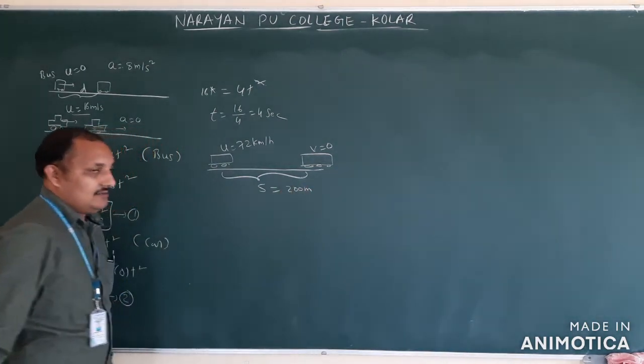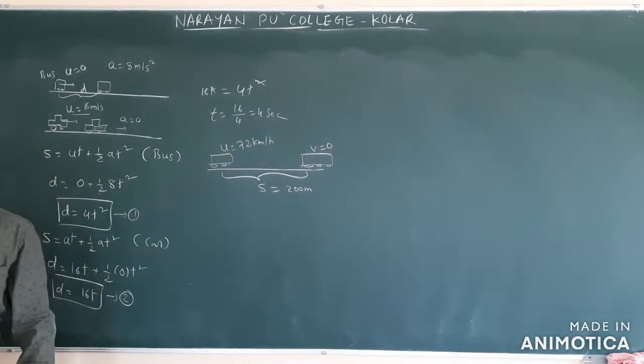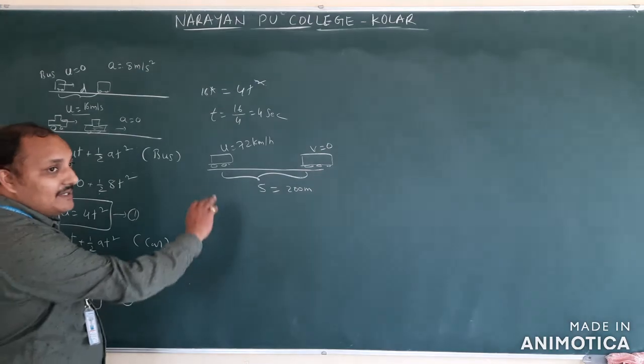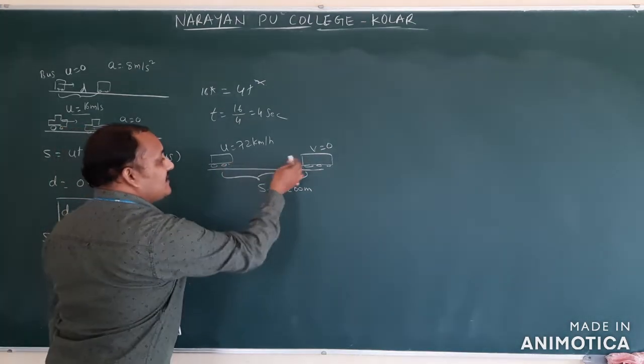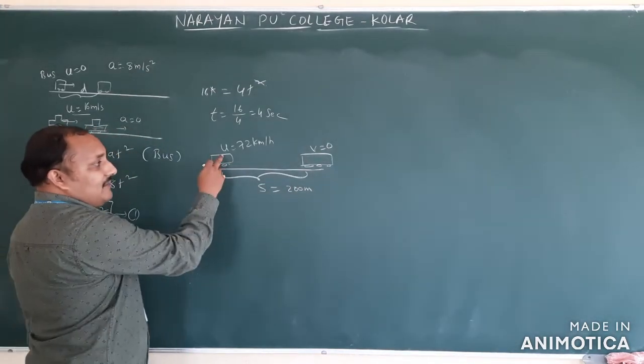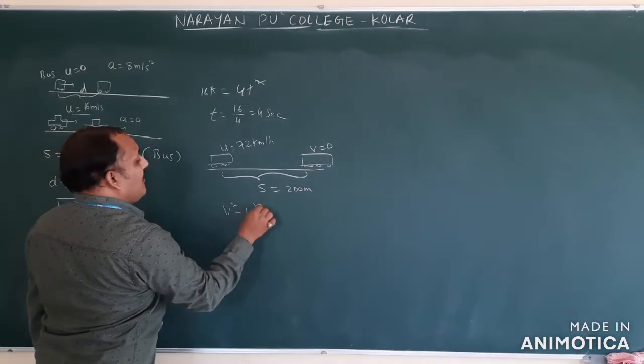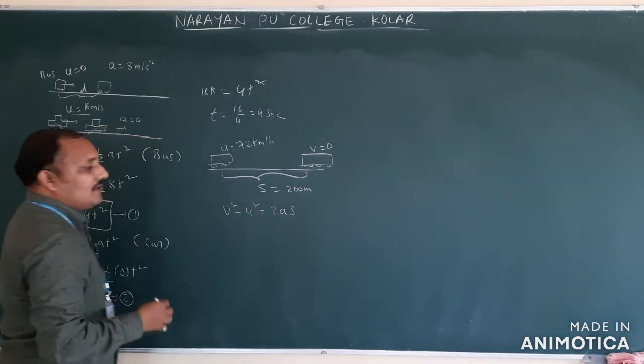200 meters. Then what is its? What are they asking to find? So find the deceleration. Deceleration means negative acceleration because velocity is going to decrease. Which formula do you have to apply? u, v, s. Therefore, v square minus u square is equal to 2as.